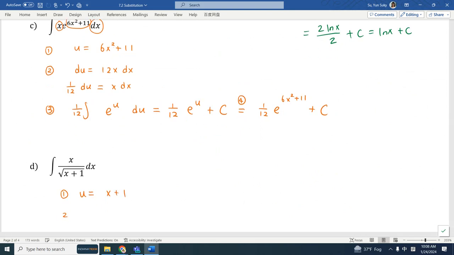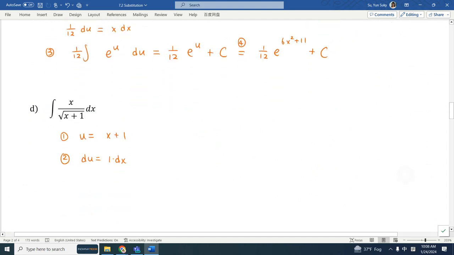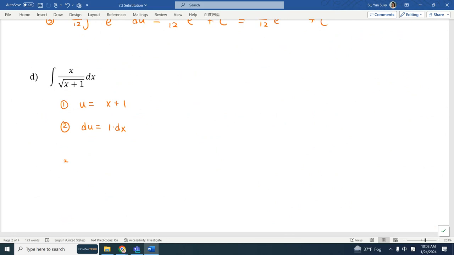Okay, second step. What's du? du equals 1 times dx. Remember differential form? On both sides you need to have differentials. Can one kid play on the seesaw? No, we need 2 kids. We need 2 differentials, one on each side. Okay, so we continue.